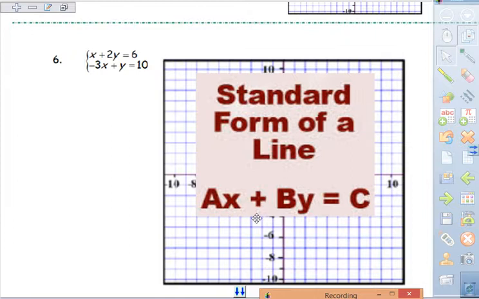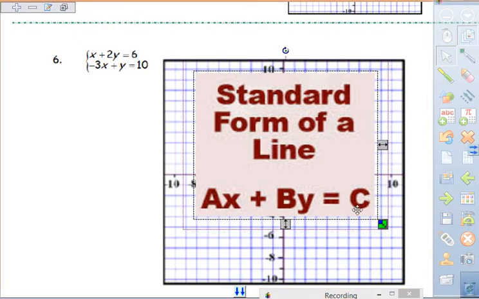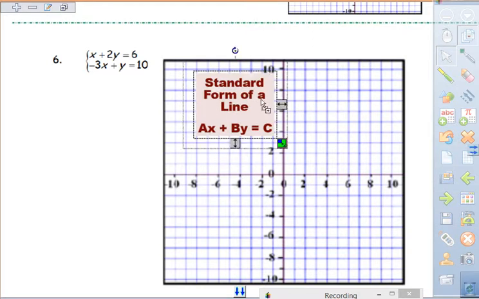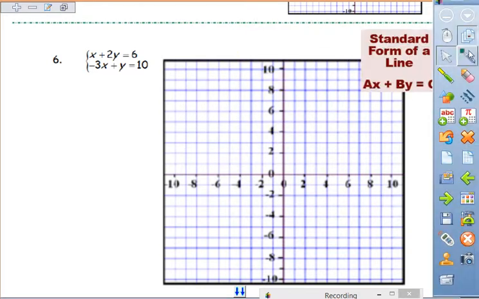So if you want to use this method to find your x and y intercepts, you can, but we're going to get some decimals in the bottom equation. Okay? So we're going to go back to our y equals mx plus b for some of these.